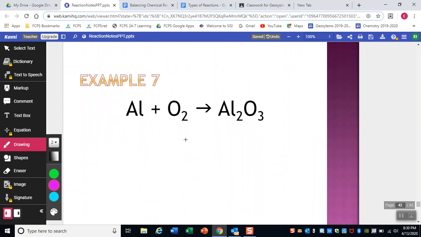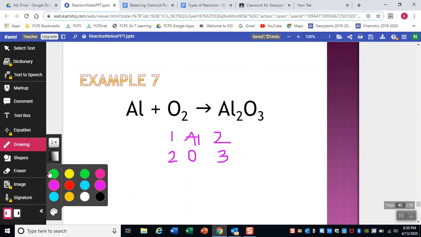So, let's write down the elements. Do our counting. All right, so we got an even-odd situation here, right? So it's just like when we were writing formulas, you just count for least common multiple, just count by 2's. So 2, 4, 6, 3, 6, 9. So 6 is my least common multiple.